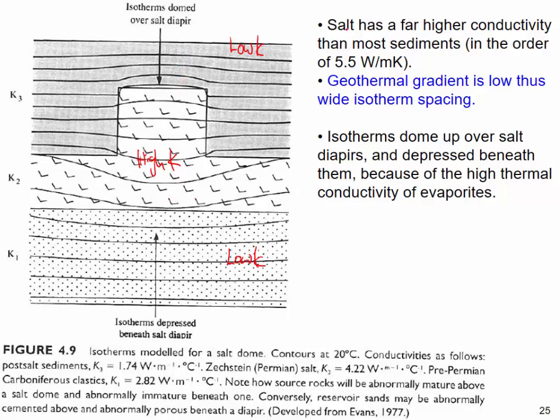And the salt dome is this way because salt has a far higher conductivity than most sediments. So here the isotherms dome up over the salt diapir, and they are depressed underneath it, because of the high thermal conductivity of the evaporite of the salt dome. When you compare the numbers, above it's about 1.74, below it's 2.8, but in the salt dome it's about 4.2, so very high thermal conductivity.